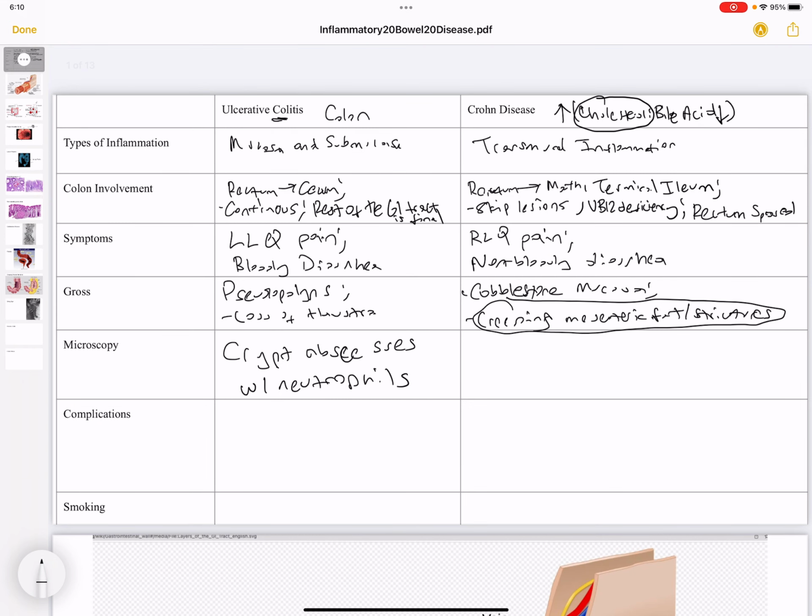If we take a look at Crohn's disease, well, what do we get as a hallmark finding? Well, with Crohn's disease, the hallmark finding is the non-caseating granulomas.